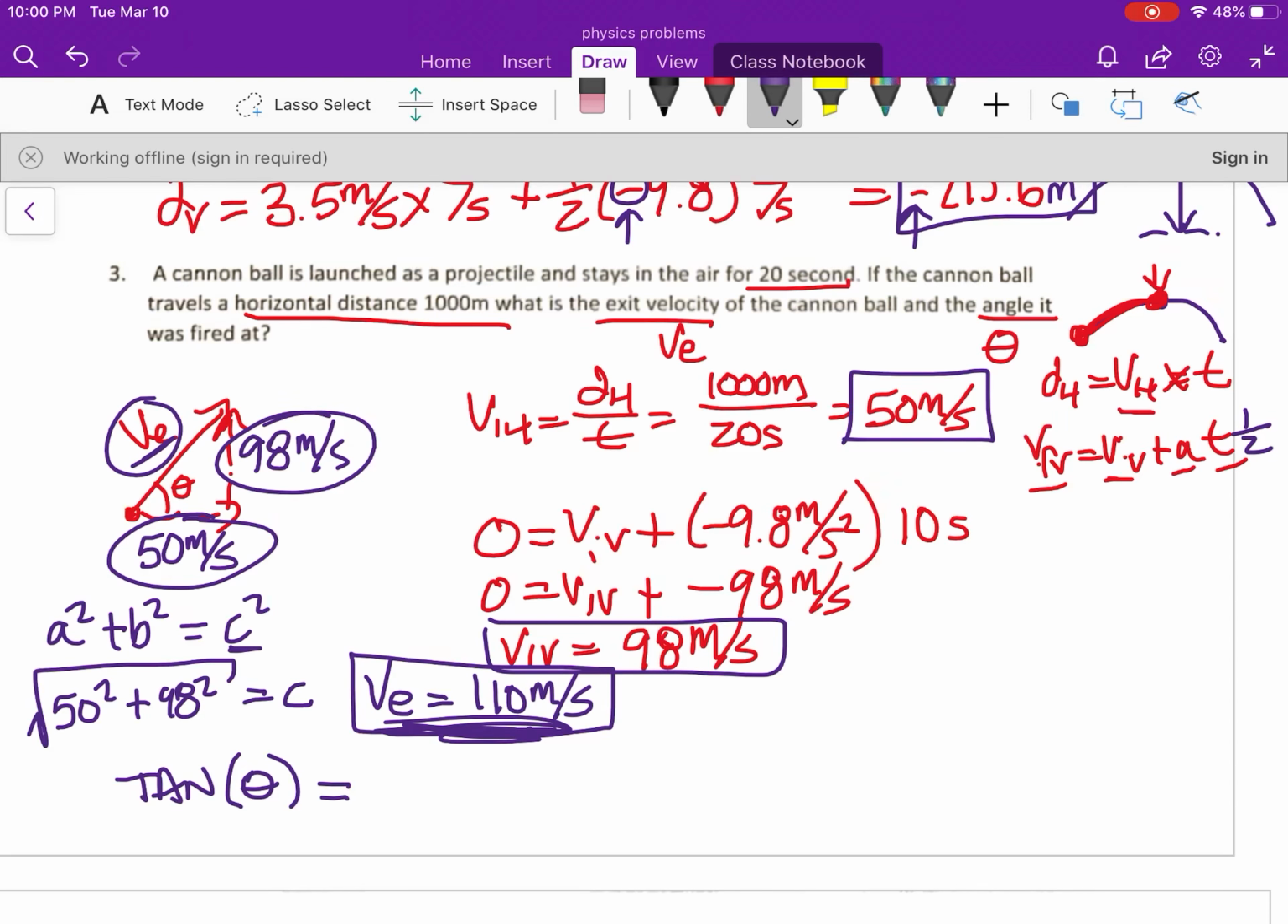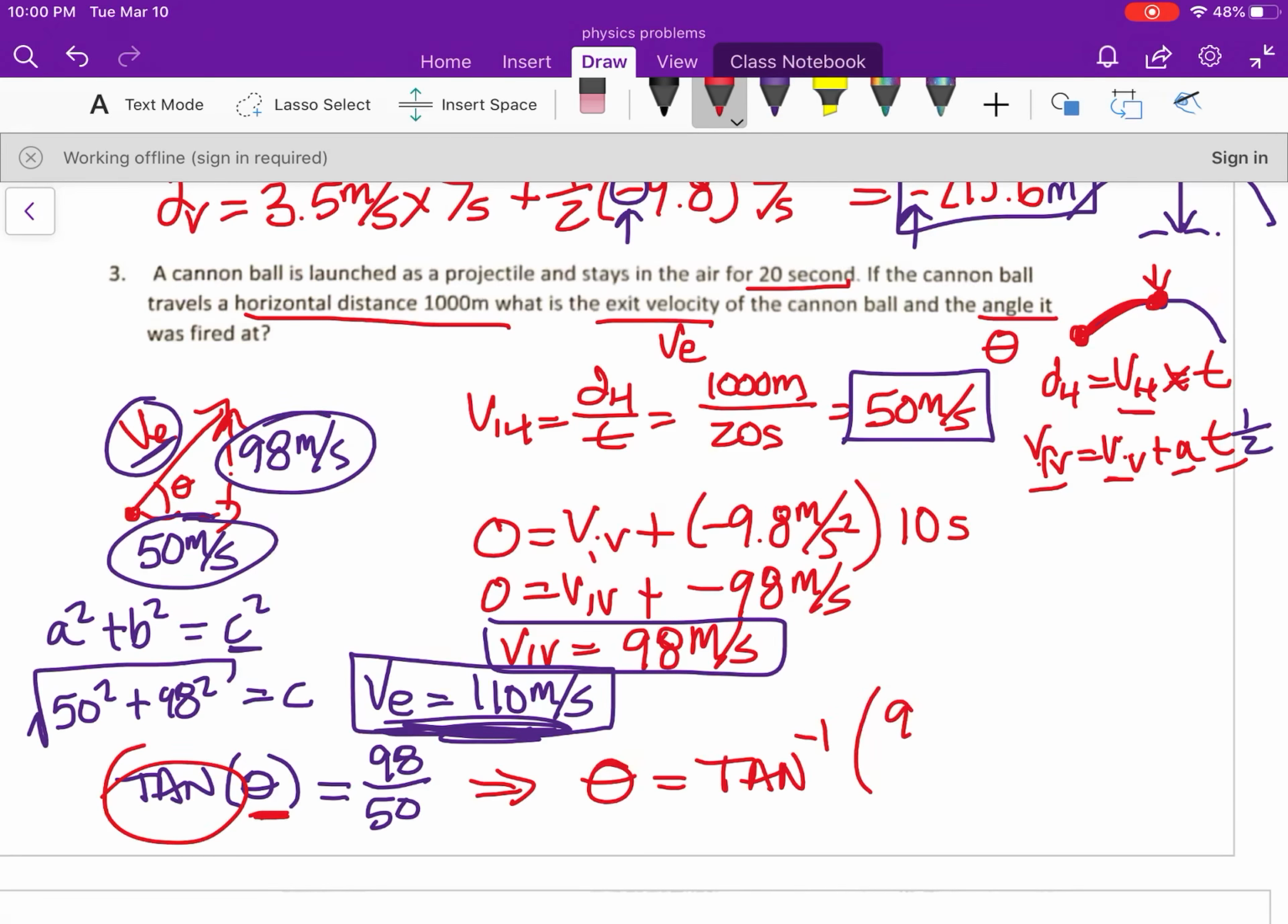So tangent of theta equals my opposite side, which is 98, over my adjacent side, which is 50. If I'm trying to solve for theta, then I need to get rid of this tan, and the way to do that is take the tan inverse. So to get theta by itself, I have to take the tan inverse of 98 divided by 50. And when I do that, I believe I should get 63 degrees.